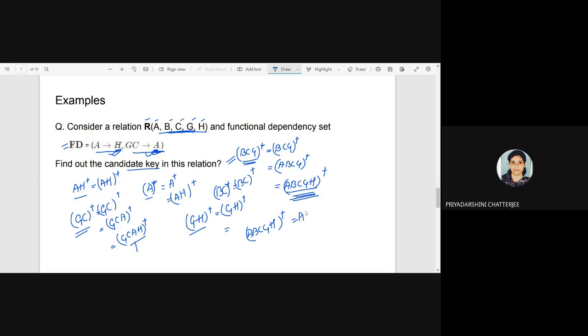Yes, that will be a super key, because the closure will give all attributes. But the minimality condition is not available, so it won't be a candidate key. A candidate key is basically a set of minimal attributes, right? If a subset of a candidate key is also determining all the attributes, then it won't be a candidate key. So A, B, C, G, H, you can say it is a super key, but it won't be a candidate key.